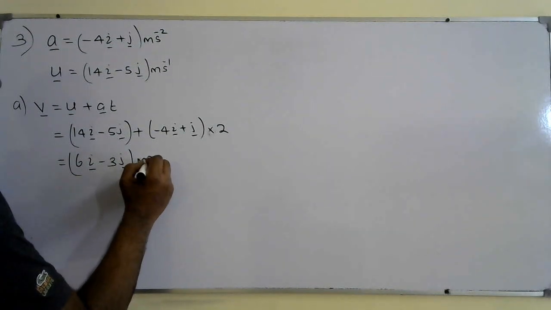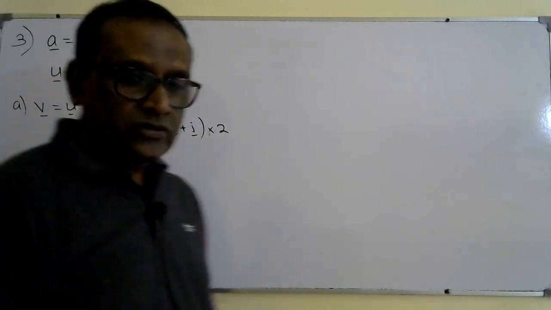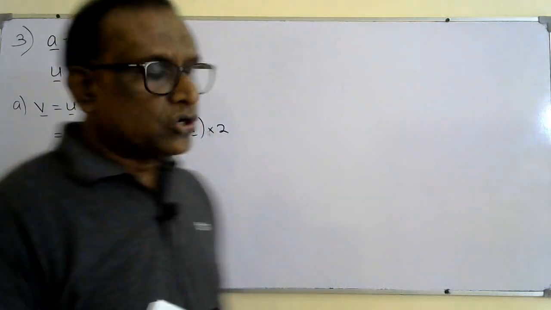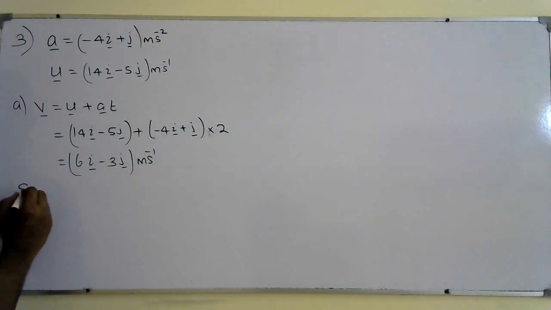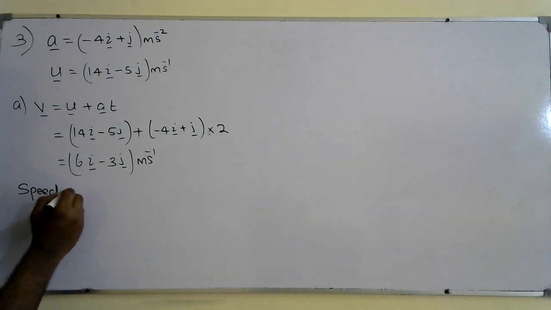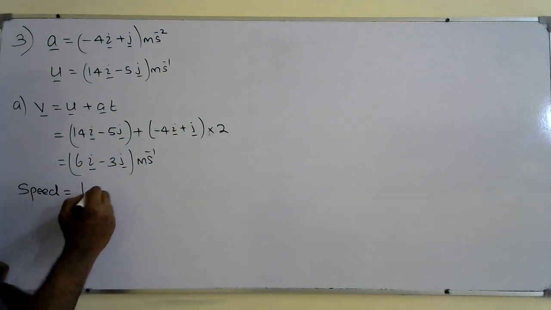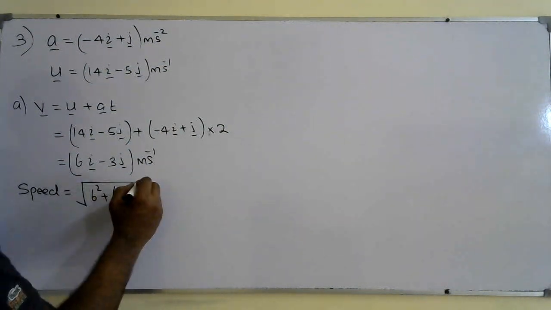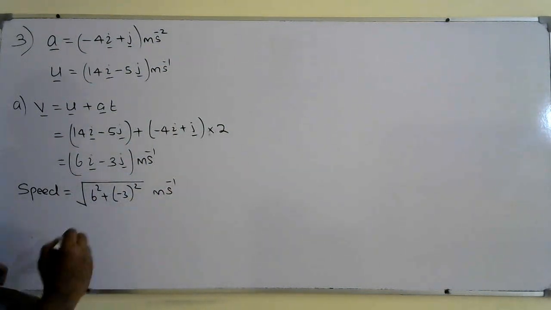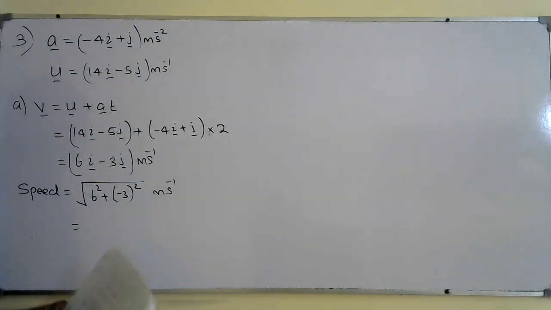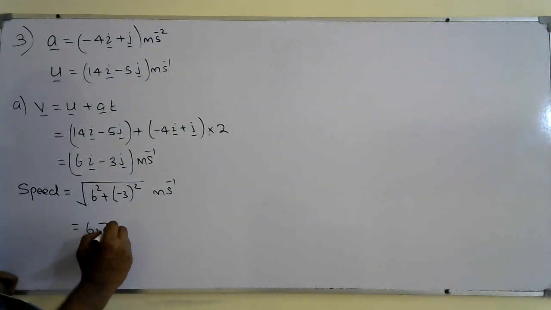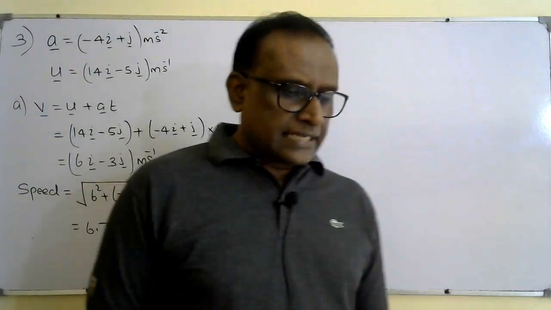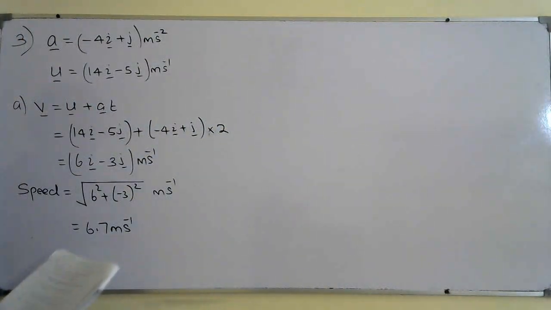So this is the velocity vector. But the question is about the speed. You know, speed is the magnitude of velocity. So the speed is equal to the square root of 6 squared plus minus 3 all squared meter per second, the numerical value or the magnitude. So you will get 6.7 meter per second. Right, that's the answer for the A part. Yes, B part.